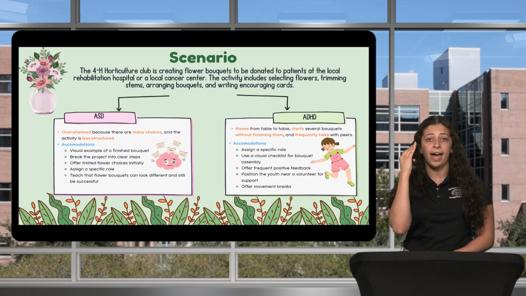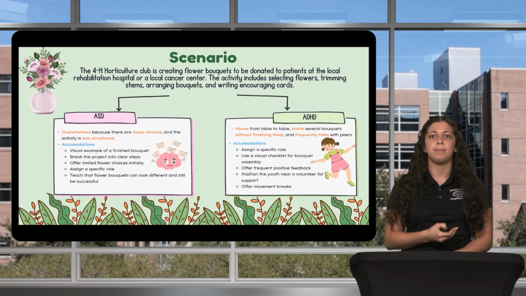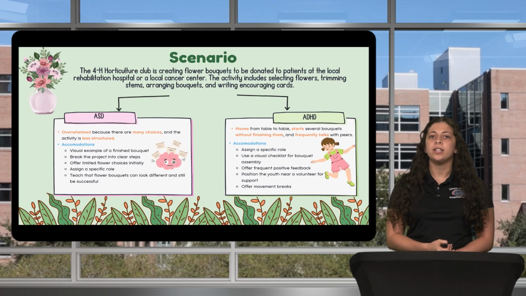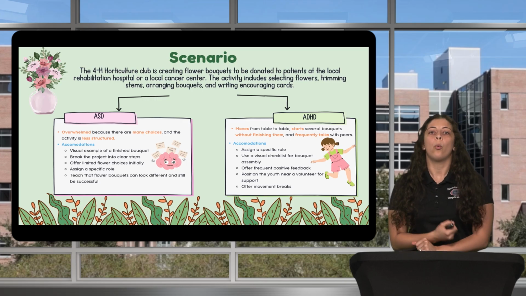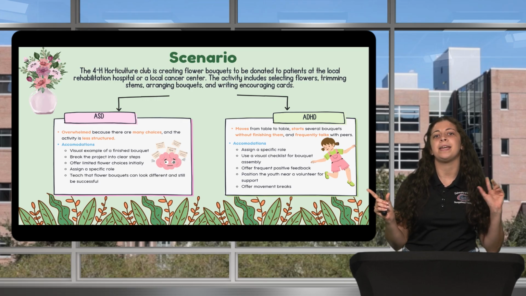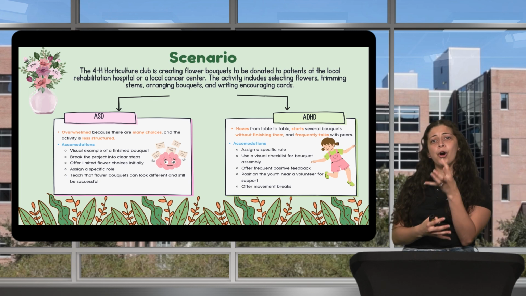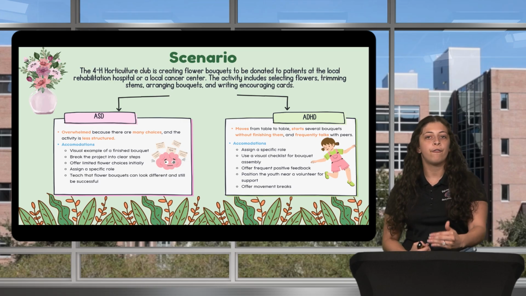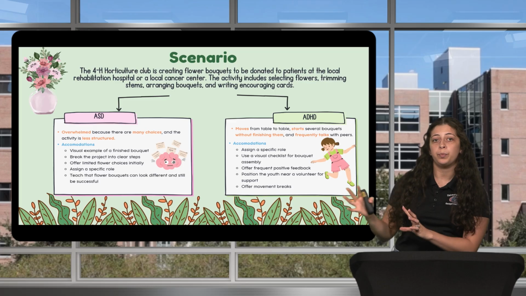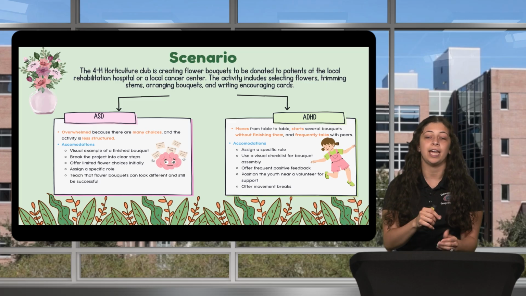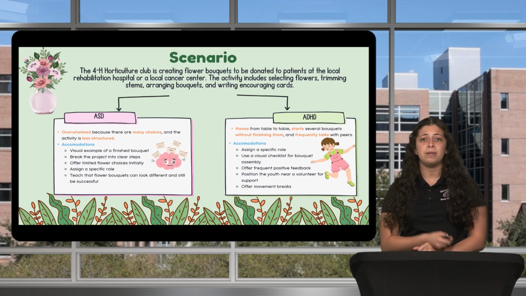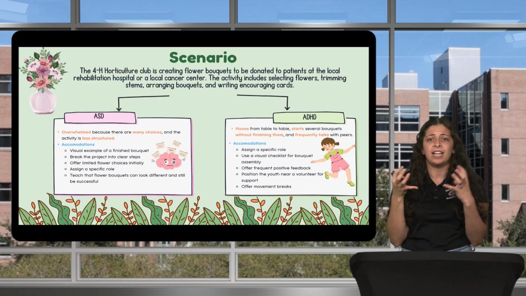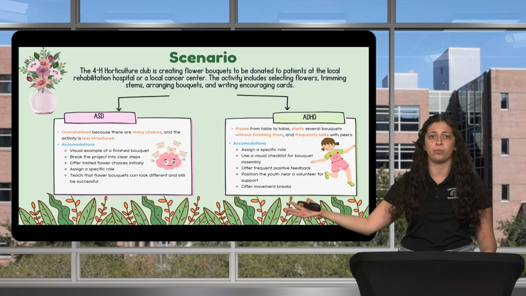Before thinking about accommodations or adaptations, it can be helpful to ask 3 questions. What does the activity require? What does the youth bring to the activity? What about the environment might make participation easier or harder? For this activity, youth are expected to make choices, follow multiple steps, work with peers, use fine motor skills, and write a message. The room may be busy, noisy, and full of distractions. There may also be strong flower scents and lots of materials spread across the room.